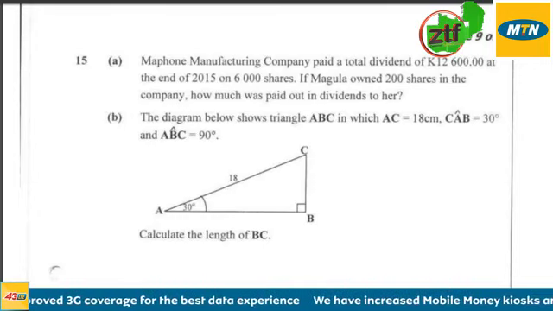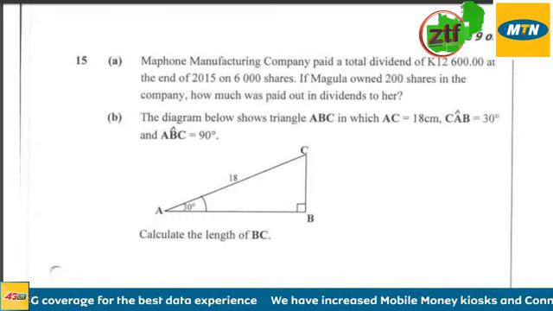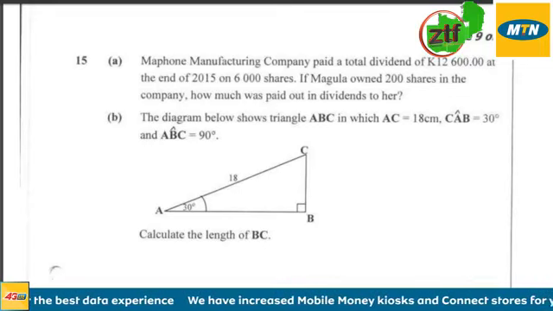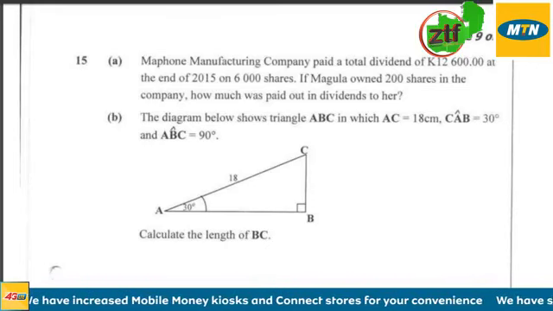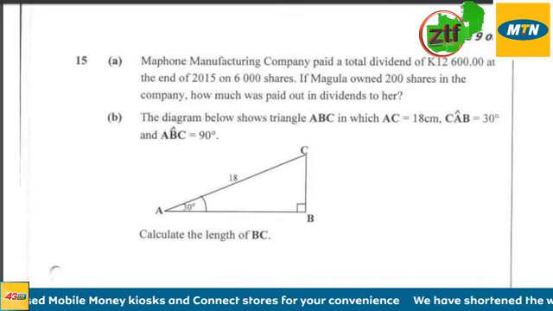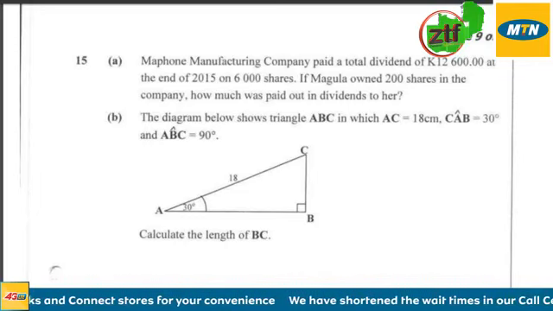The next part of the question states, if Magula owned 200 shares in the company, how much was paid in dividends to her? So Magula owned 200 shares, and we don't know how much was paid, so let's represent that by X. This is simply a topic on proportion. The topic is on social and commercial arithmetic, but you need to use ratios and proportion to come up with a solution.